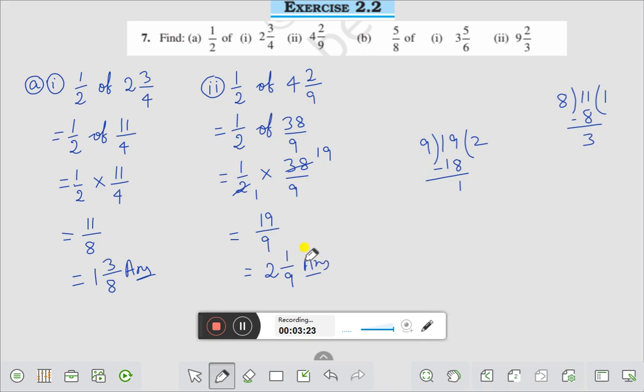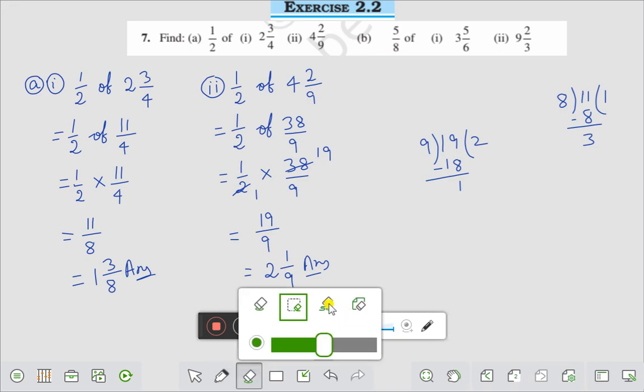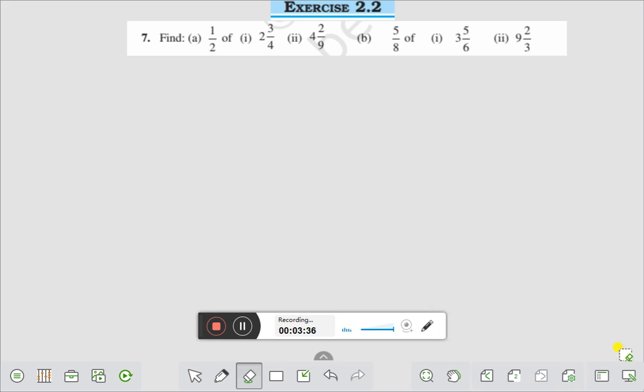Now we will solve question number B, right? This is the solution of question number 1 and 2, A 1 and 2. Now we will solve question number B. Now here you see question number B.